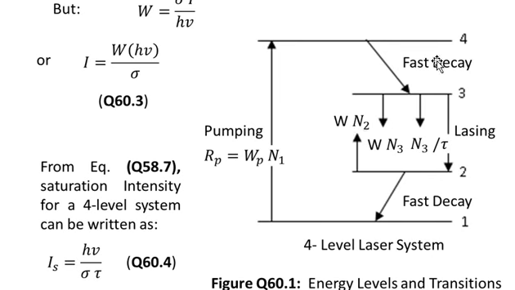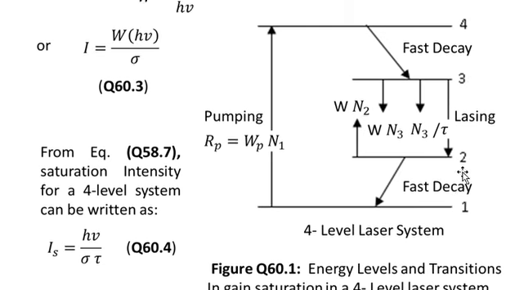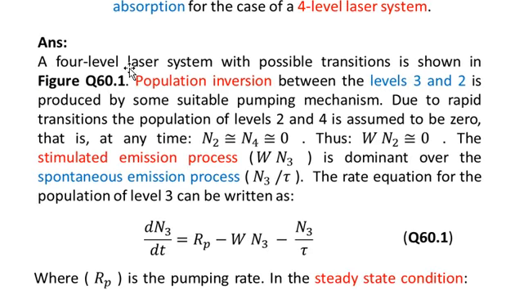Level 4 is a fast decaying level, no population will gather in level number 4. Level number 2 is also a fast decaying level, no population will gather in level number 2. And the lasing process or the population inversion will be achieved in level number 3 with respect to level number 2. So the lasing process will occur between level number 3 and level number 2. Okay, now let's go back. A 4-level lasing system with possible transitions is shown in figure 60.1, which I have just explained.